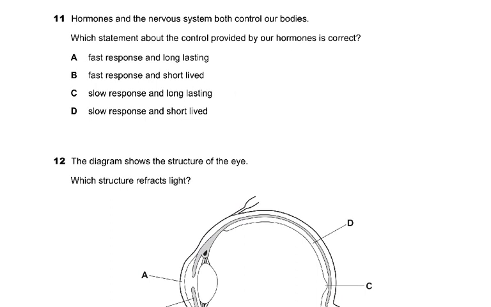Then question number 11. Hormones and the nervous system both control our bodies. Which statement about the control provided by hormones is correct? Now, it's not a fast response because nerves are very fast, but hormones are slow. So these two are wrong: slow response and long lasting, slow response and short lived. Then you think of growth hormone. Growth hormone makes you tall, but then you remain tall, you don't shrink back. So the answer would be C, slow response and long lasting. Growth hormone produced by the pituitary gland makes you tall, and then you remain tall all your life.